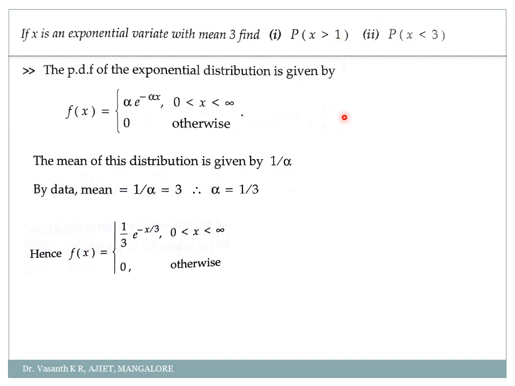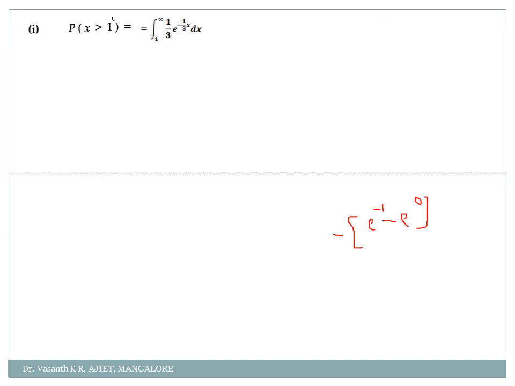So I can take this as probability, 1 by 3 into integration from 1 to infinity. Since it's exponential, probability of x greater than 1 is equal to integration from 1 to infinity of 1 by 3 into e to the power minus 1 by 3 into x dx. Now I have to integrate this greater than 1, so it is 1 to infinity. If it is less than 1, you will simply write it as 0 to 1.